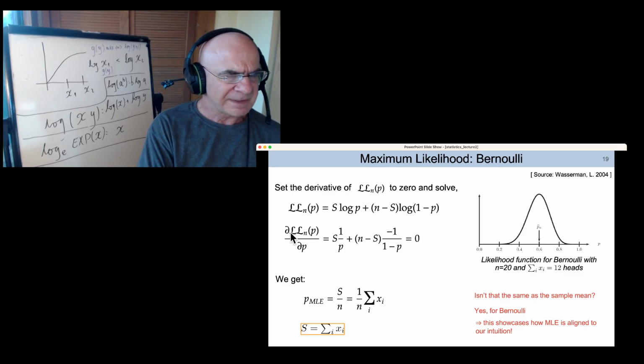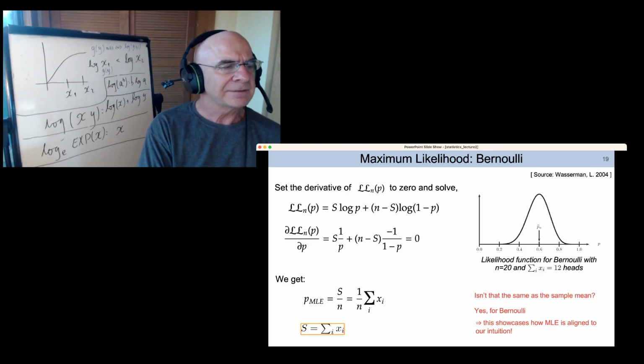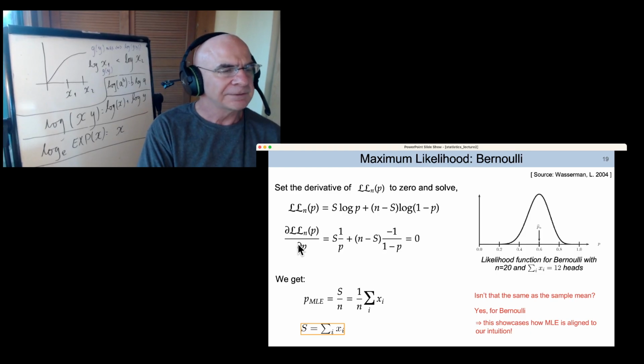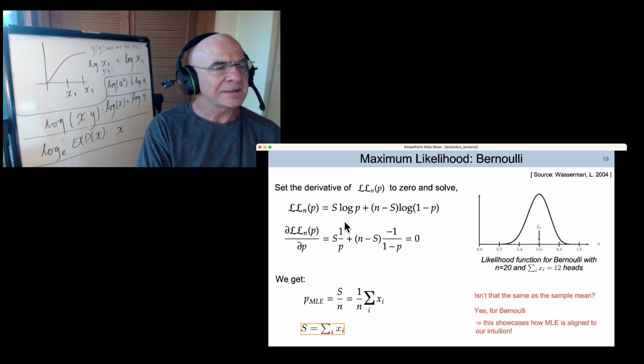If you're not familiar with this notation, that's d, still pronounced d, but it's a special d that we use only with respect to partial derivatives, or derivatives that are, in this case, with just one parameter, but we'll use the same notation when there is more than a single parameter. So the derivative of the log likelihood, d/dp, is what?